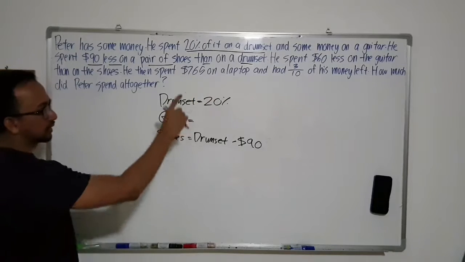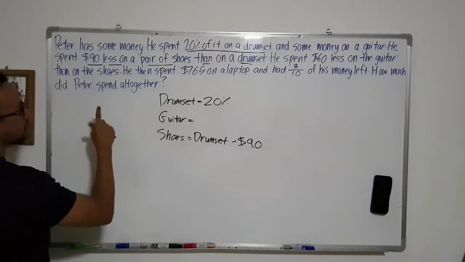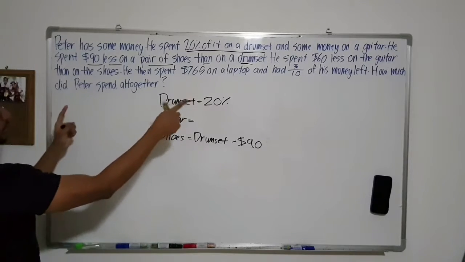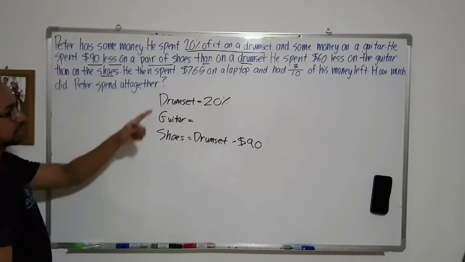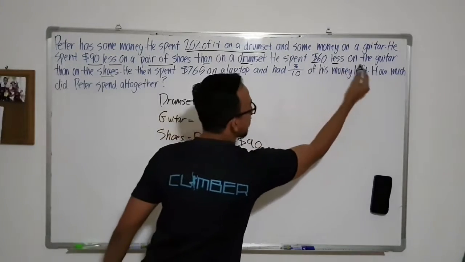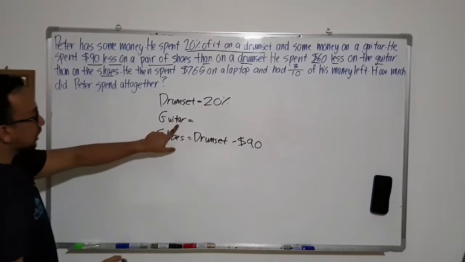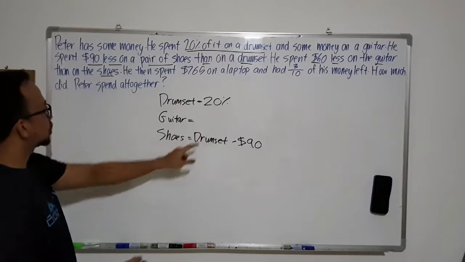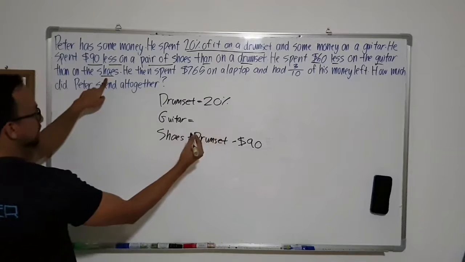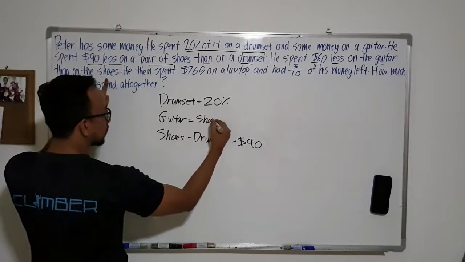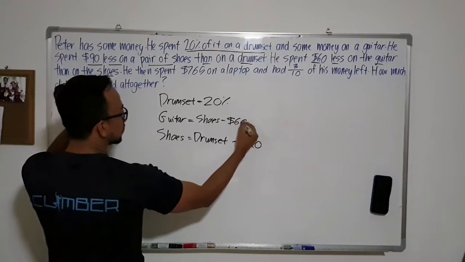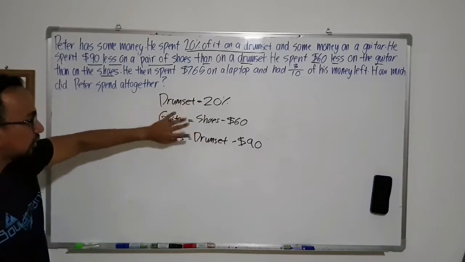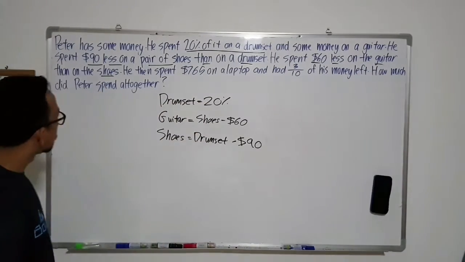Look at the next sentence now. He spent $60 less on the guitar than on the shoes. The same exact thing. Which object is being compared? Shoes, right? So it's $60 less on the guitar than on the shoes. Now the guitar is here, right? You have already written it down. So guitar equals, here is the subject that's been compared, so you write out shoes minus $60. Alright, so now you know that all these three items are actually related to one another.